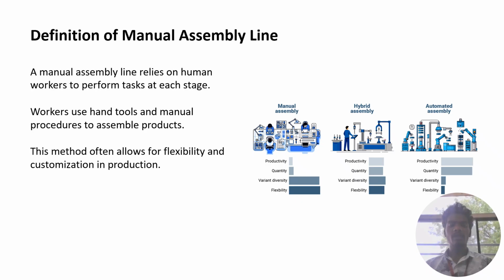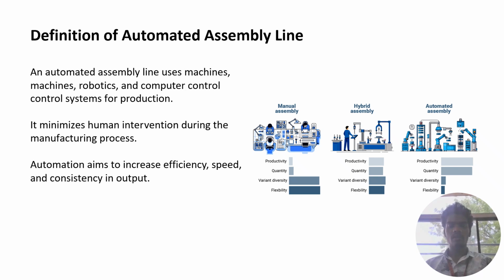Definition of manual assembly line. A manual assembly line relies on human workers to perform tasks at each stage. Workers use hand tools and manual processes to assemble the product. This method often allows for flexibility and customization in products.